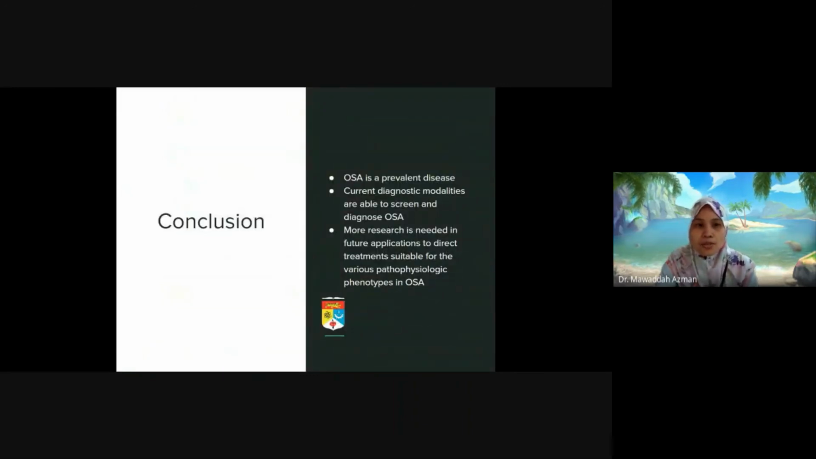As a conclusion, I think we all know that obstructive sleep apnea is a prevalent disease, and as far as the evidence is for now, the current diagnostic modalities are able to screen and diagnose obstructive sleep apnea. We still need more research for future applications to direct treatment suitable for patients with various pathophysiologic phenotypes of obstructive sleep apnea.